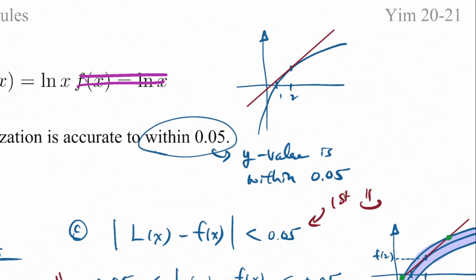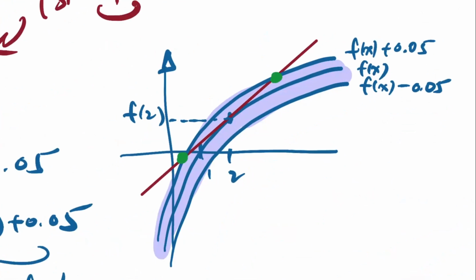Okay, so I drew a quick picture here, guys. The one in the middle right here, that is the f of x. The one above is 0.05 above the f of x. The one below is 0.05 below the f of x. And this linearization over here, guys, will look something like this. Because of the curvature of the function, the linearization will intersect with f of x plus 0.05, but it will not intersect with the bottom one.